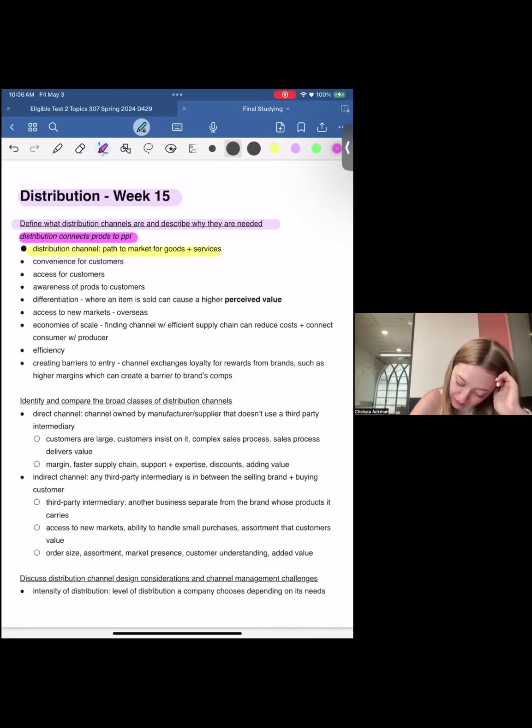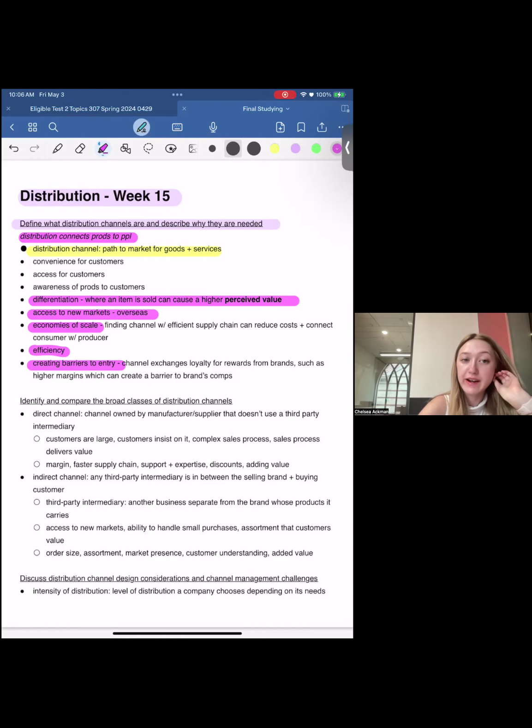They are needed because, I forget exactly where they are. I think it's these ones. So they're convenient for customers, they provide access, and they provide awareness of products to customers. And then there's differentiation where an item can be sold, which can cause a higher perceived value, access to new markets, economies of scale, efficiency, creating barriers to entry.